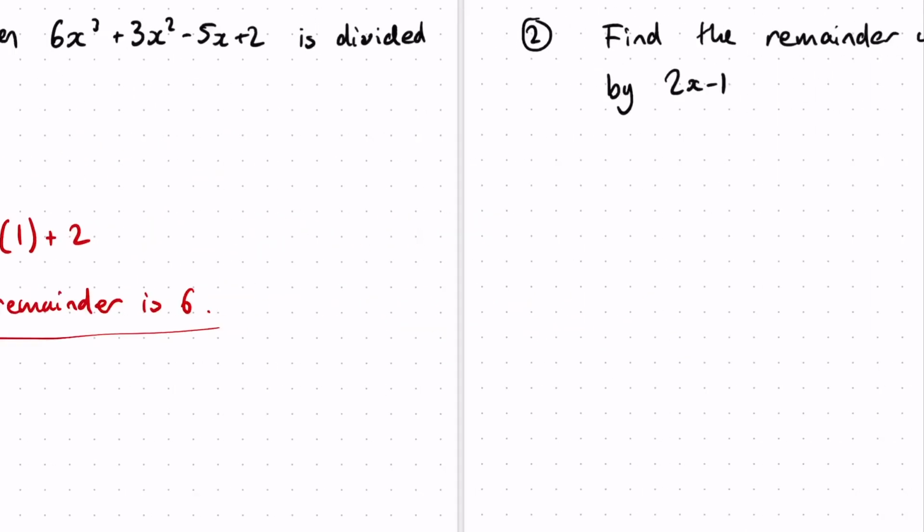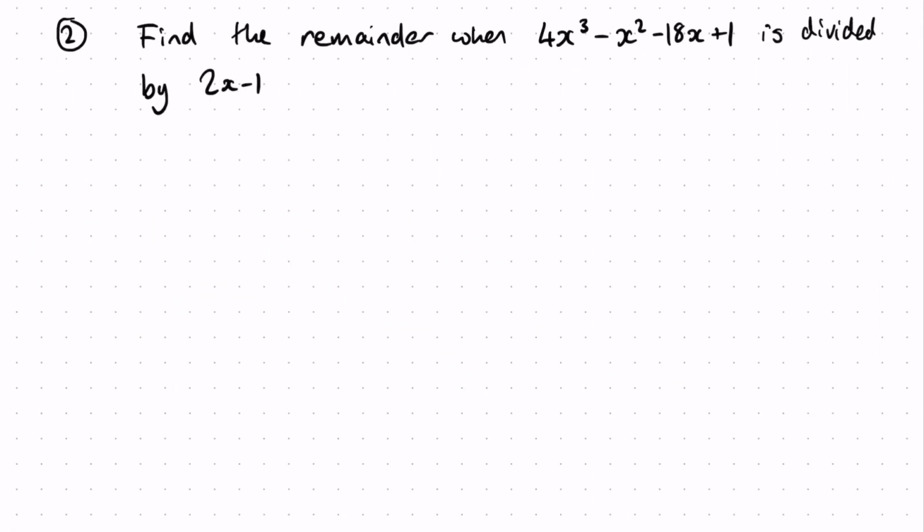Let's have a look at another question. Number 2. Find the remainder when 4x cubed minus x squared minus 18x plus 1 is divided by 2x minus 1. So, same as the last one, but this time, instead of it being an x is equal to, you've got 2x, so 2x minus 1 is equal to 0. So 2x is equal to 1, x is equal to half.